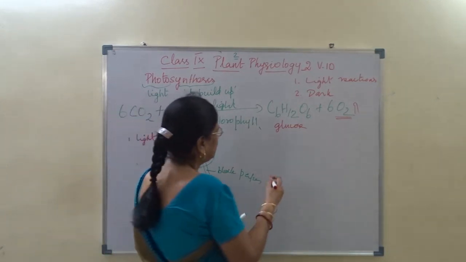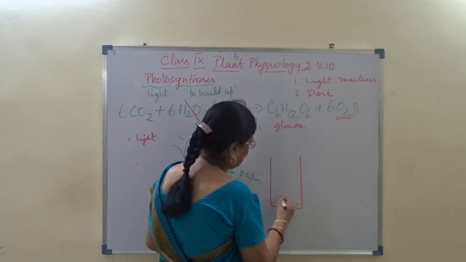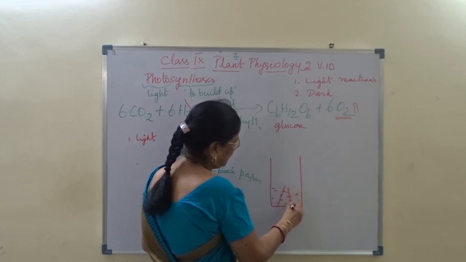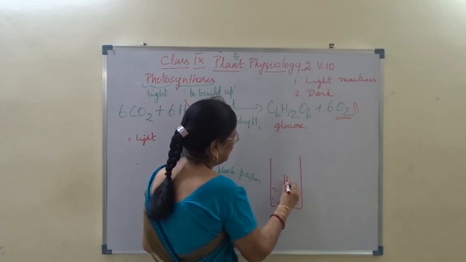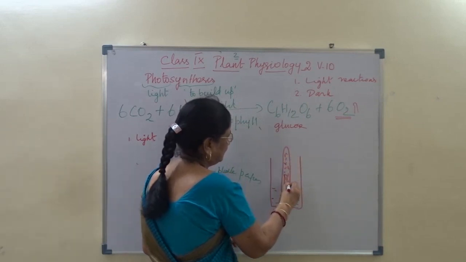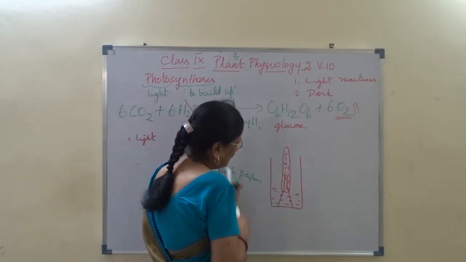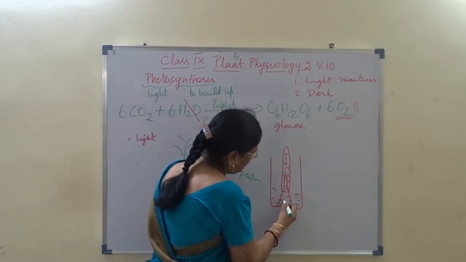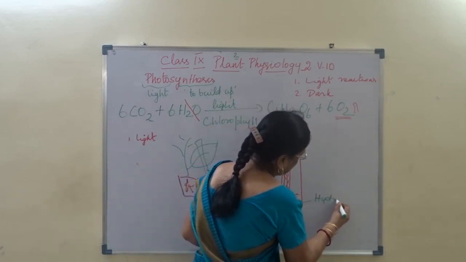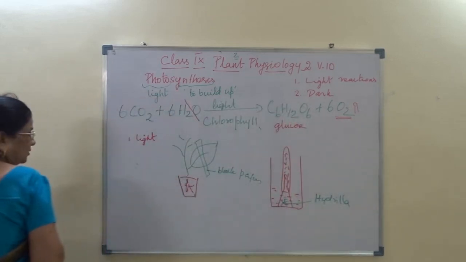Another one, you take a beaker where oxygen is evolved during photosynthesis. You take a beaker and then you keep a funnel. And over that, you keep a test tube filled with water. And inside the funnel, we find a cut branch of hydrilla plant. You will keep a cut branch of hydrilla plant.